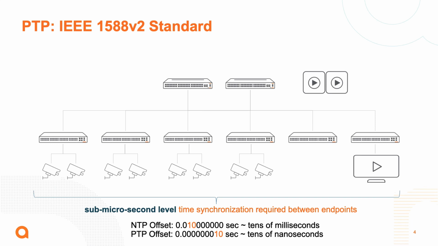So we have interface 1 and 2. These are the two uplinks. In this case, they are connecting the boundary clock to the two ground sources. And the only thing that we do here is enable PTP.